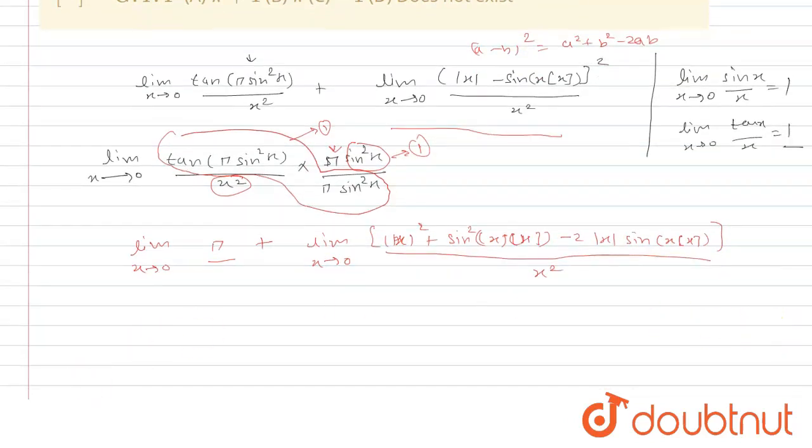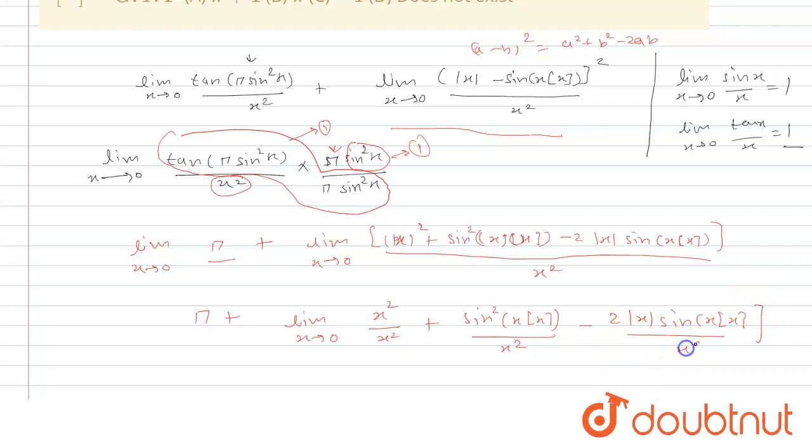Now we know that pi is constant, so this will be pi plus. Now separate these terms, so this will become limit x tends to 0 of x^2 upon x^2, plus sin^2 x [x]^2 divided by x^2, minus 2 times |x| sin x [x] divided by x^2.